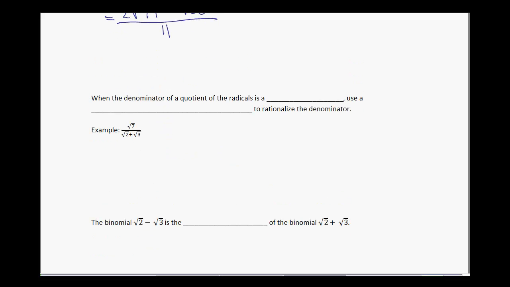When the denominator of a quotient of radicals is a binomial, use a difference of squares to rationalize the denominator. So, instead of multiplying by itself, now we want to use a difference of squares, which means we need to multiply by the opposite binomial. So, we'll multiply root 2 minus root 3 to the numerator and the denominator. And that is a difference of squares.